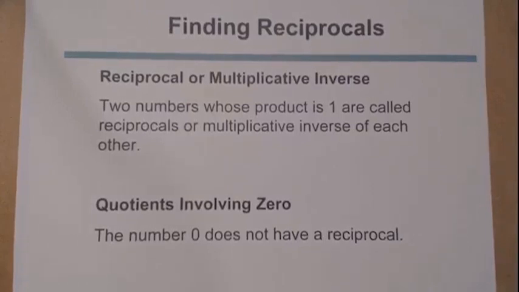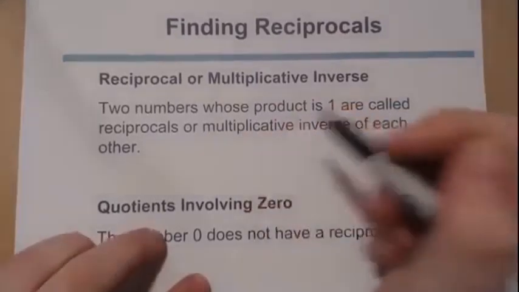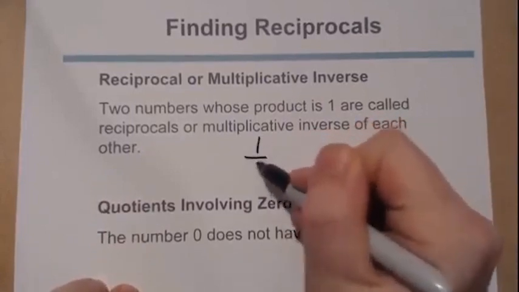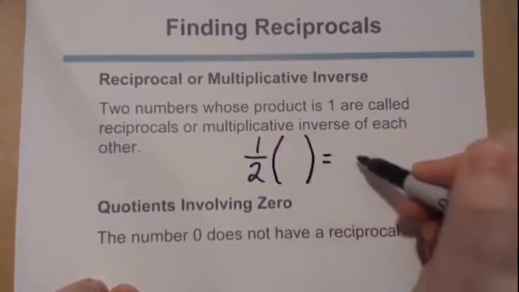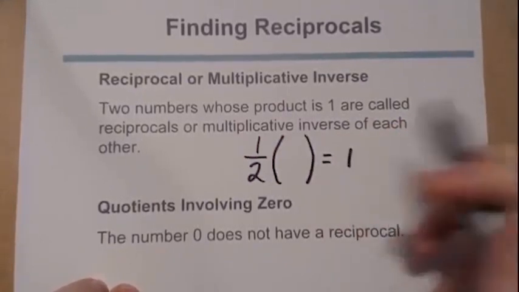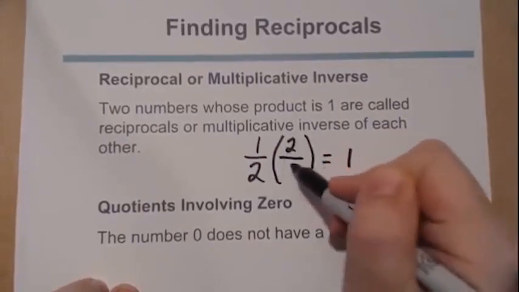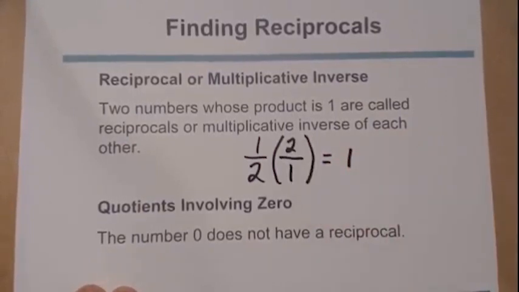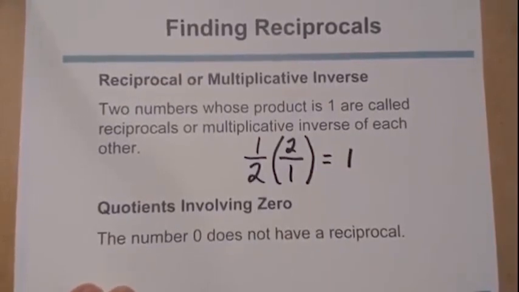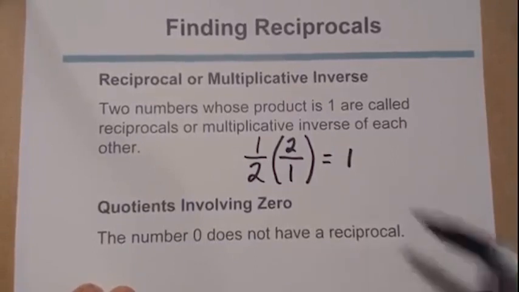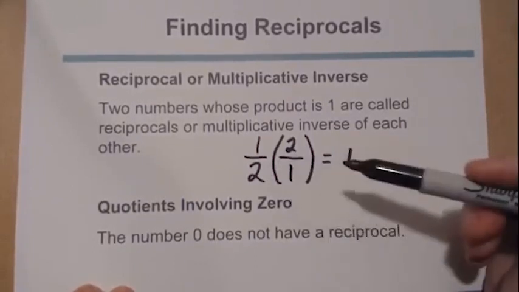Reciprocals. Another word for reciprocal is the multiplicative inverse. Reciprocals would be two numbers whose product is 1. So if we have 1/2, what would we have to multiply to get an answer of 1? Well, the 2's would have to cancel and the 1's would have to cancel. So 1/2 and 2, because 2 over 1 is 2, would be reciprocals. So when it comes to fractions, we just flip it.